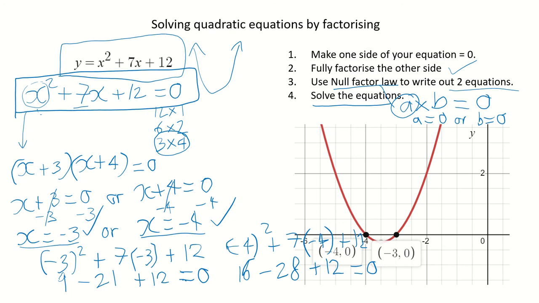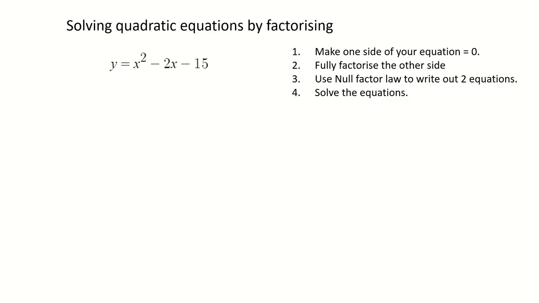And the reason why this works is because our x-intercepts occur when our y is equal to 0. So when our y values are equal to 0, our x-intercepts are -4 and -3. So what we've actually done is we've made y equal to 0, and then we found the x-intercepts. So we'll do one more example to make sure it makes sense.